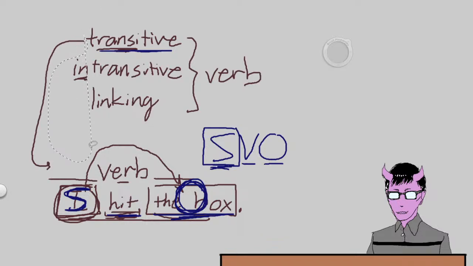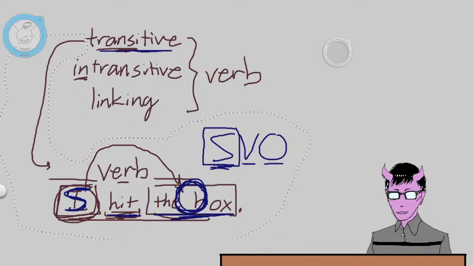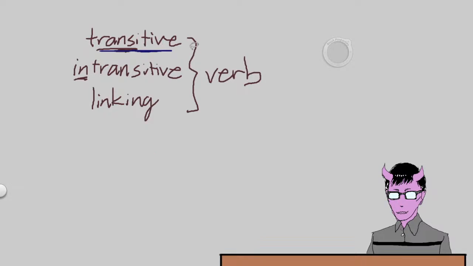Alright, moving on. So that is the transitive verb. Again, there's a transfer of action. There's a doer of the action, and then typically there's some sort of recipient for the action, and the order is important. And then the next verb we have is the intransitive verb.